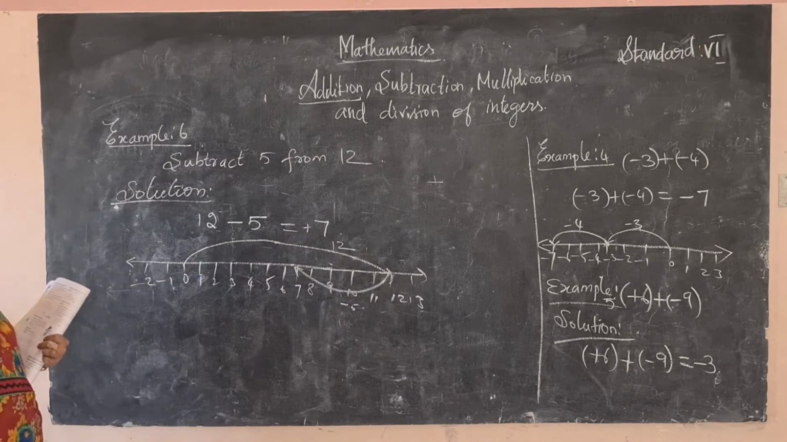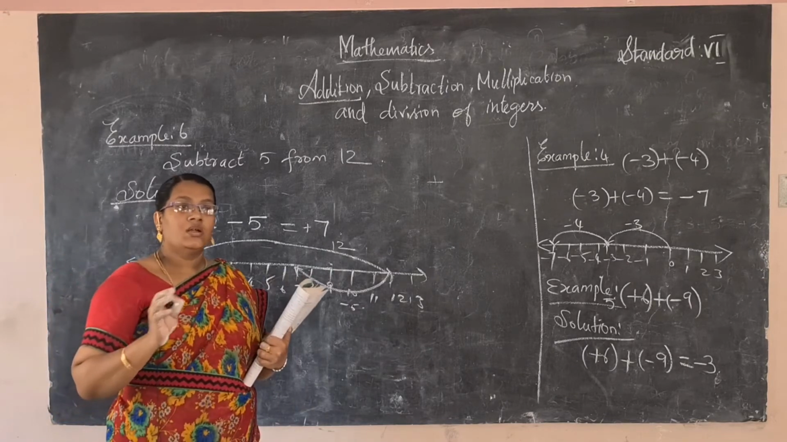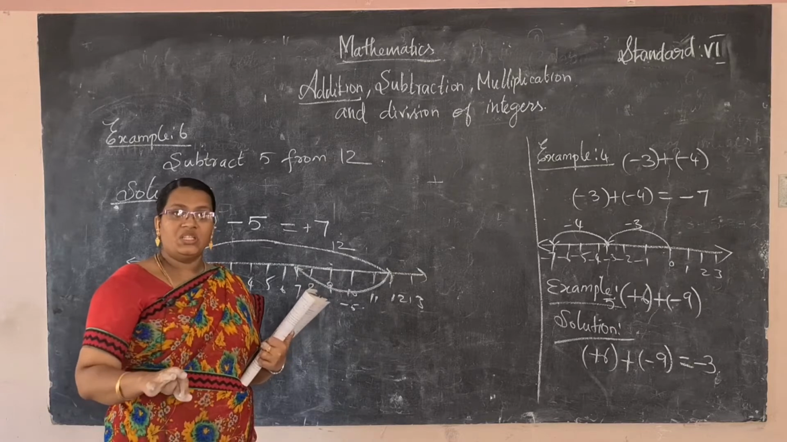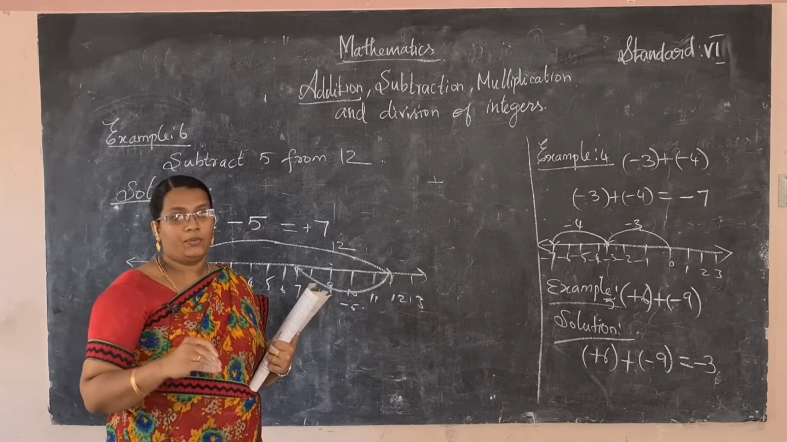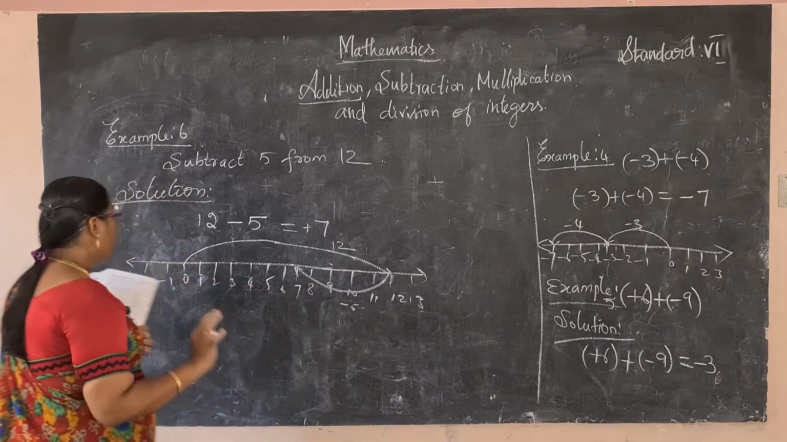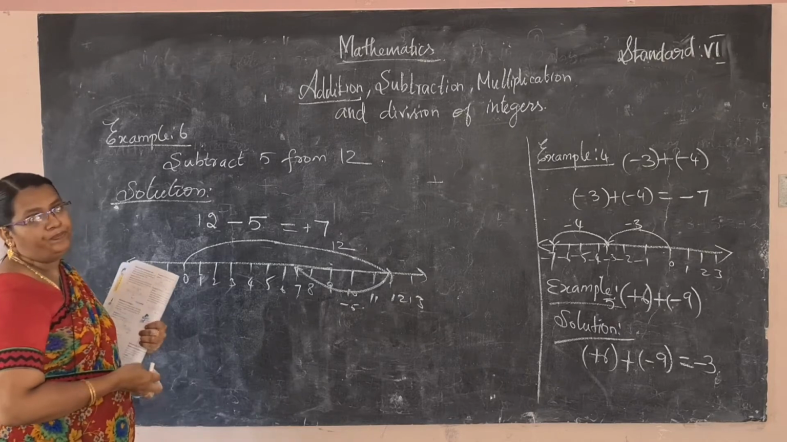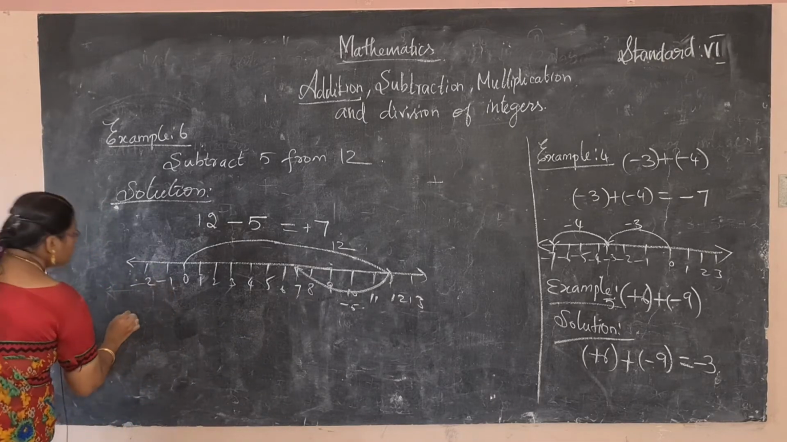Okay, I hope you have understood this concept. You should be thorough in the concept. For two positive numbers or two negative numbers, add and put the same sign. And when two different signs come, what do we do? Subtract and put the greater number's sign. That's it. It is a common rule for both subtraction and addition. Okay, and next one, example 7.